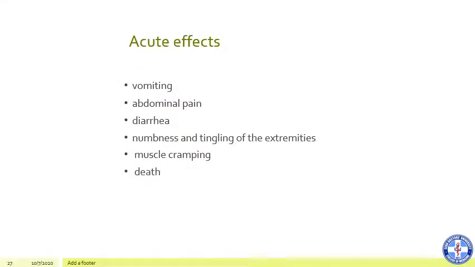The immediate symptoms of acute arsenic poisoning include vomiting, abdominal pain, diarrhea, numbness and tingling of the extremities, muscle cramping, and death in extreme cases.